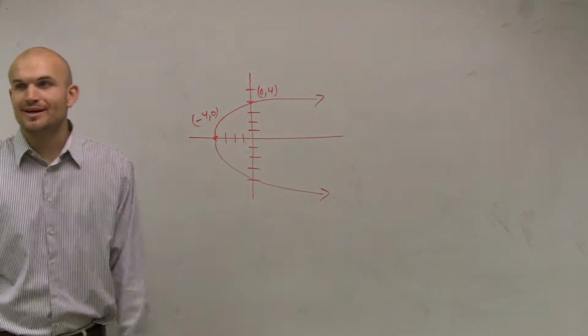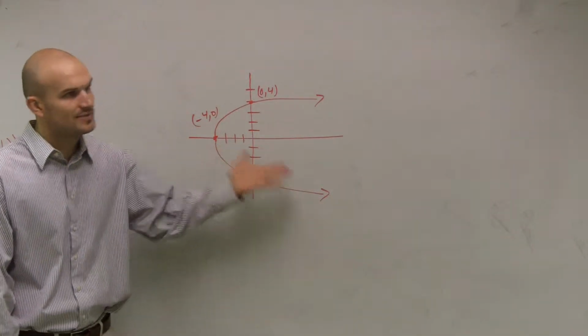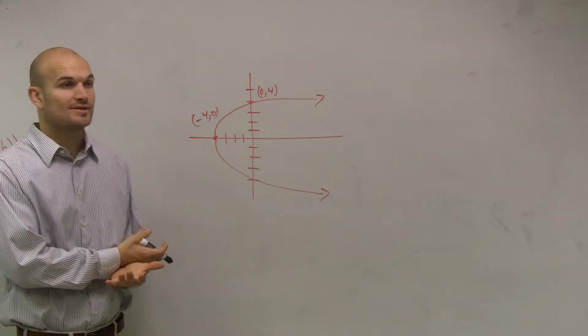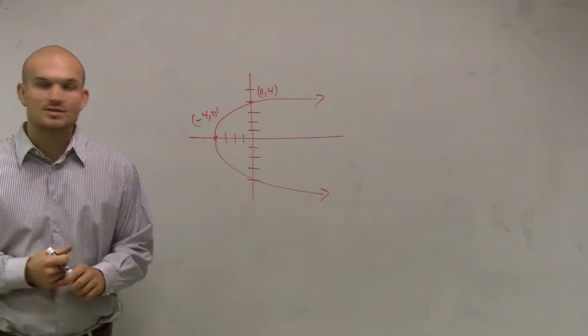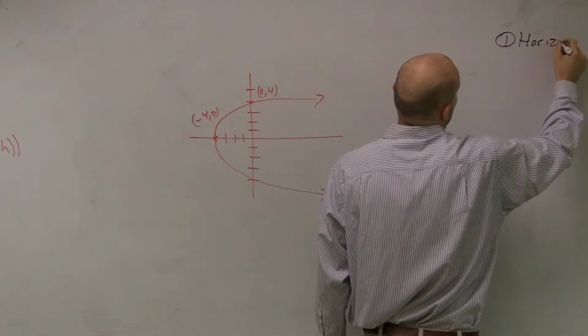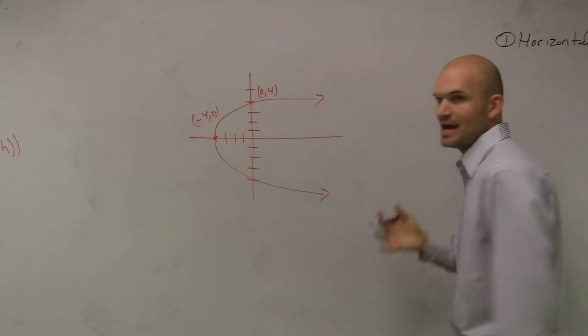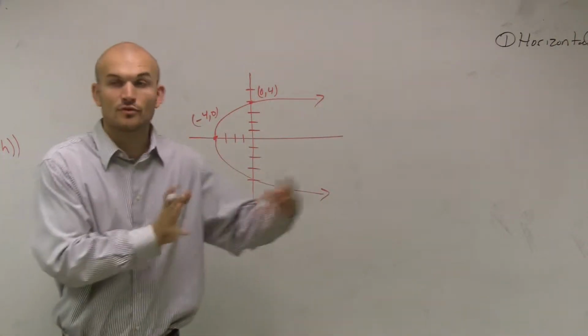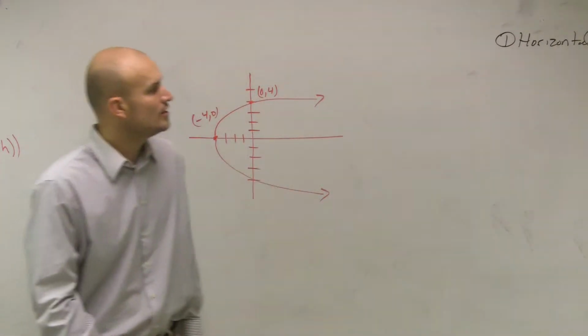First thing we're going to do is look at and determine if it's going to be a vertical or a horizontal. Well, obviously they give us a picture of the graph. We can see that it has a horizontal axis of symmetry. But still, I'm just going to write it down so I make sure that when I'm doing my math and following the rules, I have everything correct for the horizontal and I'm not mixing it up with the vertical.